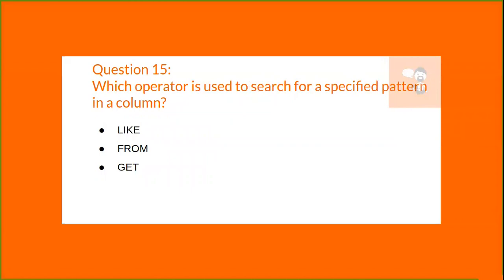And the last question for today's session is, which operator is used to search for a specified pattern in a column? And your options are like, from, and get. I am repeating. Which operator is used to search for a specified pattern in a column? Like, from, or get.